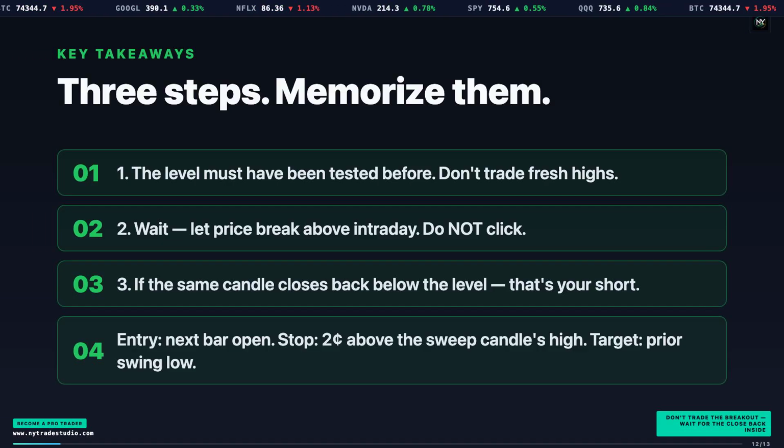Above the 50-day moving average and rising, skip the trade. Below or flat, continue. Step 5. Entry on the next bar open. Stop loss 2 cents above the sweep candle's high. Target the prior swing low. That is the entire system. 5 steps, 1 rule, 1 filter. Repeat every single time. The edge compounds.